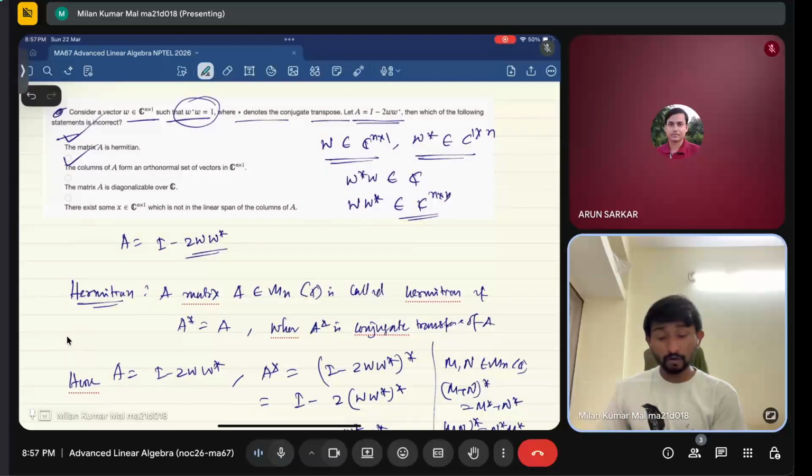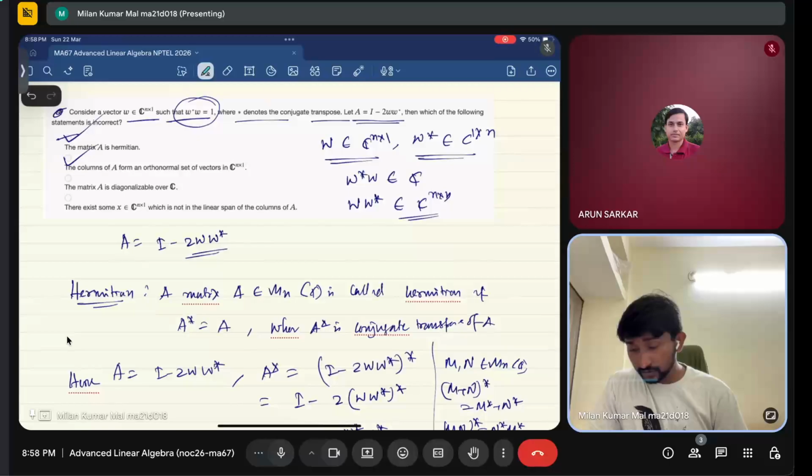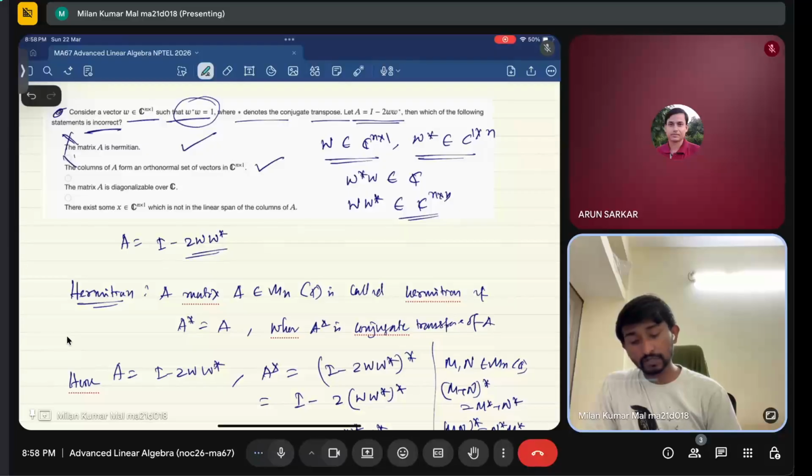The columns of A form an orthonormal set of the vectors in C^(n×1). Oh, sorry, the question asks which is incorrect. So this is a correct statement, but as an option it is not correct.